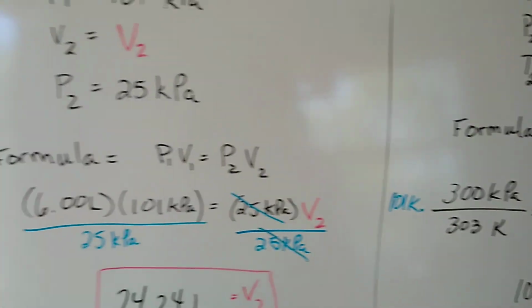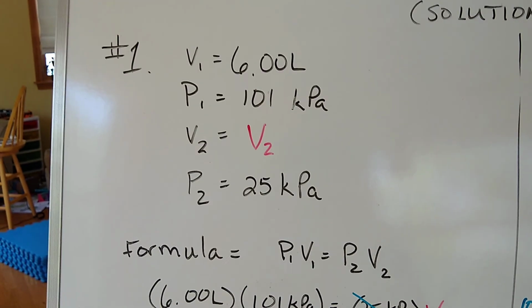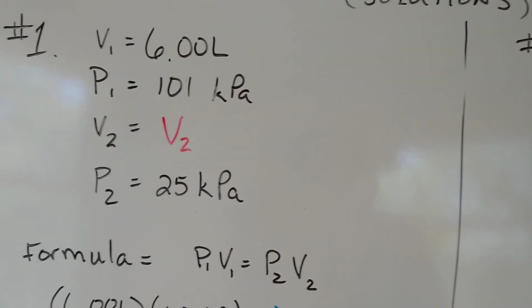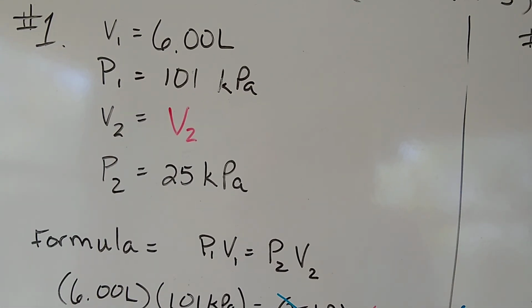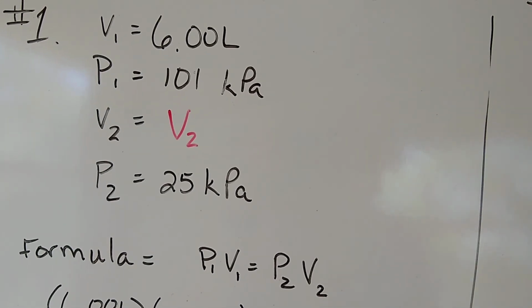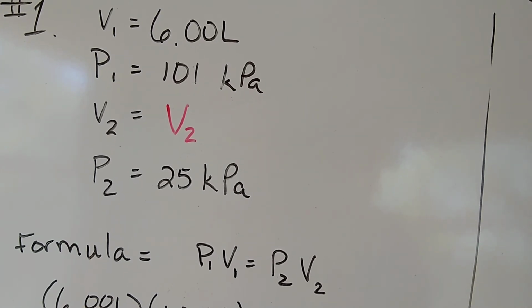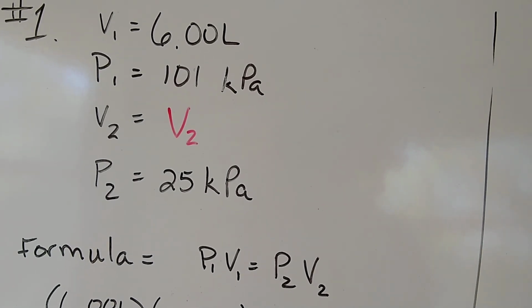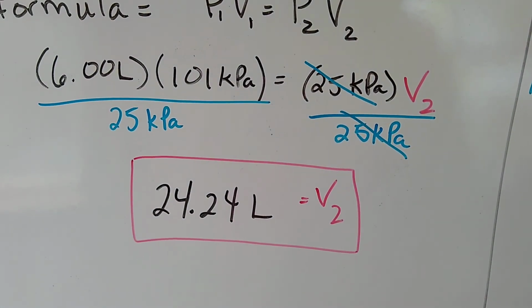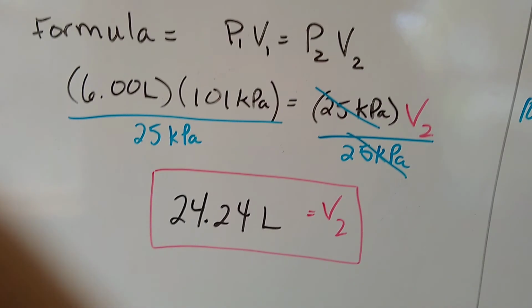If we go back to question number 1, this is an indirect relationship. When one goes up, the other goes down. So in this case, we started with 6 liters and 101 kilopascals. What's our new volume if our pressure decreases? Well, since our pressure decreased, our volume should increase. Well, we went from 6 liters to 24 liters. That is an indirect relationship.